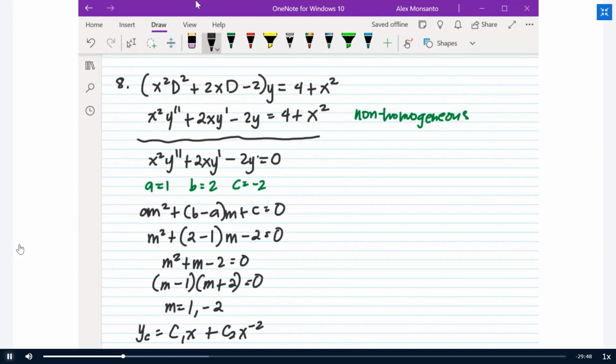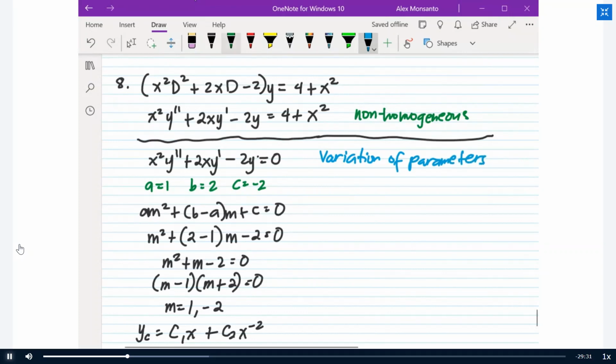So ito pa lang ay part pa lang po ito ng ating solution. Okay. So para makuha natin yon, so we are going to use variation of parameters. Ayan. So we are going to use variation of parameters. Okay. Wherein yung ating magiging y sub p will be equal to u sub 1 x, plus u sub 2 x raised to negative 2. Okay? Again, just like yung ginawa lang natin dun sa ating equation, but before that, bago natin ituloy ito, tingnan muna natin yung ating equation. So you have x squared y double prime plus 2xy prime minus 2y is equal to 4 plus x squared.